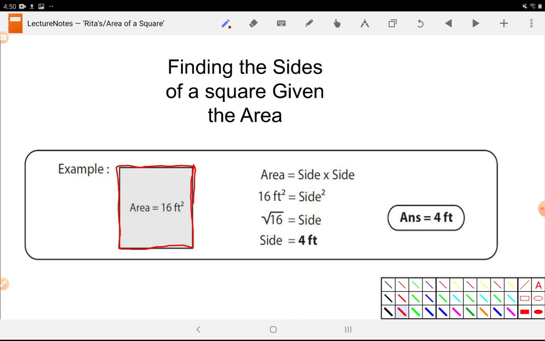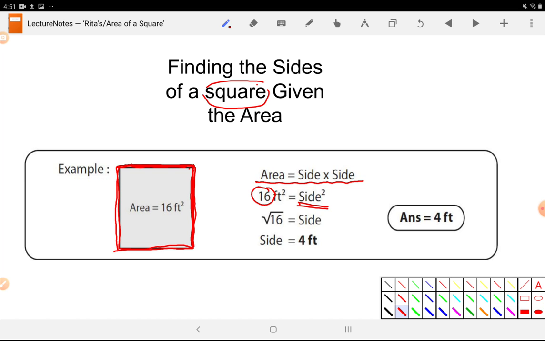Can we find how long this side is, which is the same as this one because they told me it's a square? Since it is a square, the area will be whatever this side length is times itself, because these two are equal and equal to this one and this one. So if 16 is the area, that's equal to a number times itself, which is that number squared.